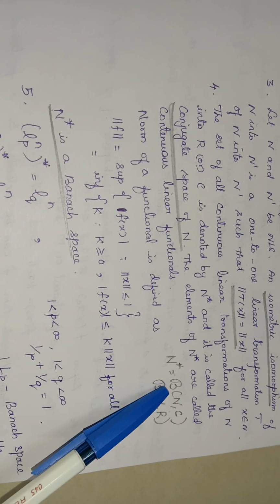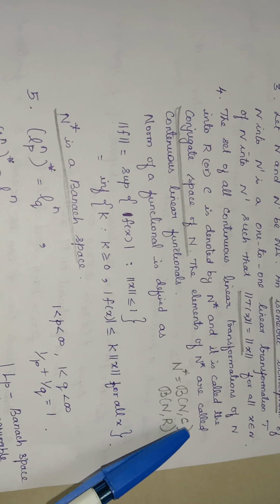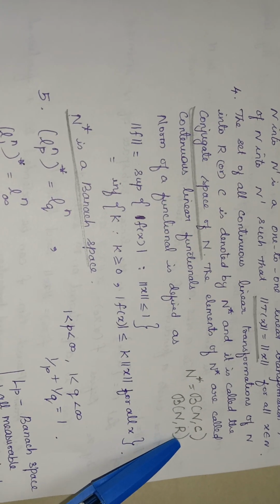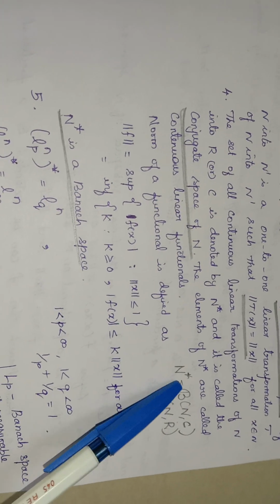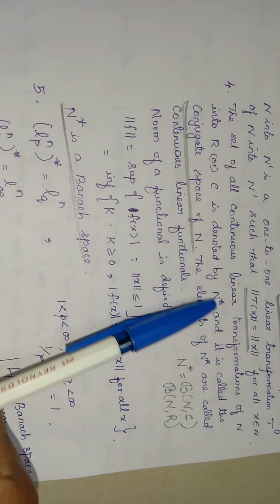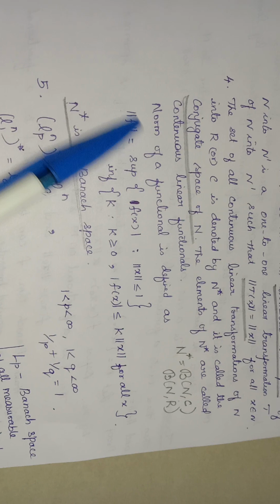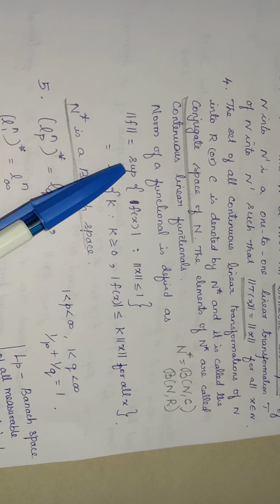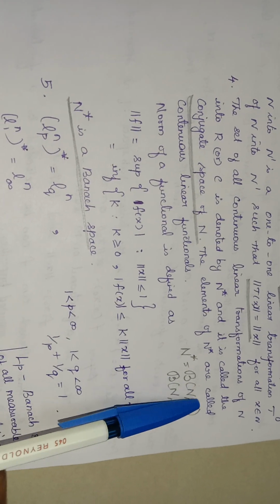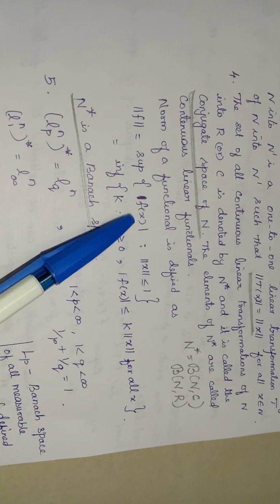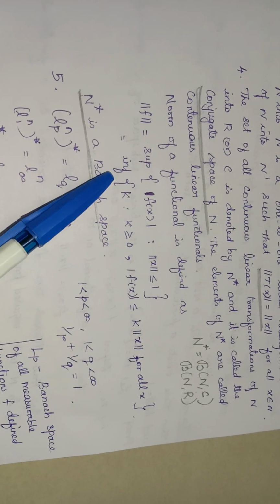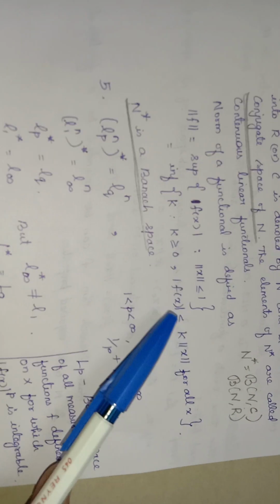Next, we are going to define the conjugate space of N. The set of all continuous linear transformations from a normed linear space N into either the set of complex numbers C or the set of real numbers, those operators, that collection is called the conjugate space of N, and it is denoted by N star. The norm is defined like this: norm f is equal to the supremum of modulus f of x. Why do we put modulus here? Because we are defining from a normed linear space to either the field of complex numbers or the field of real numbers, so the norm is nothing but the modulus. Either we can define it with the supremum or with the infimum like this. This N star is a Banach space.